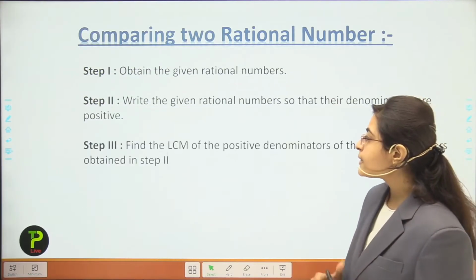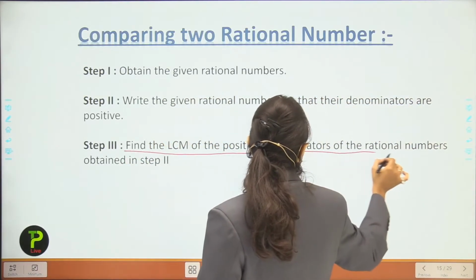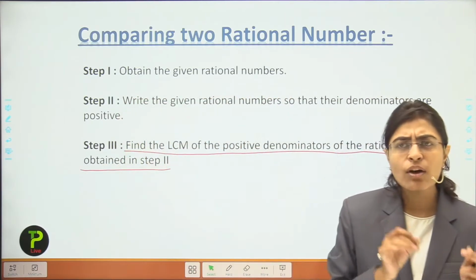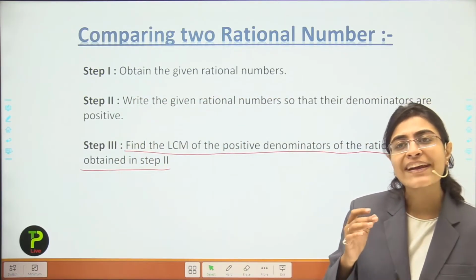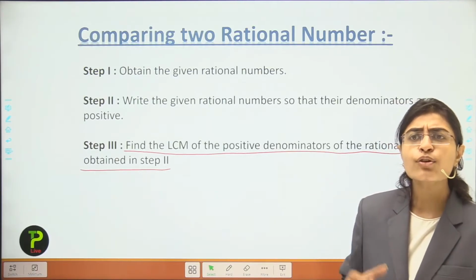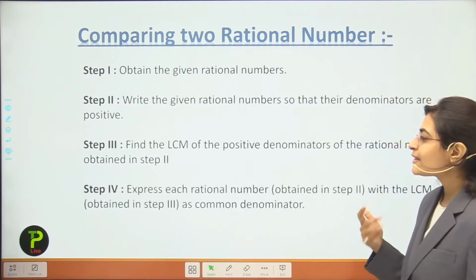Step 3. Find the LCM of the positive denominators of the rational numbers obtained in step 2. If the denominators are not equal, we have to find the LCM and make the denominators equal to the LCM. That is, we need to find the equivalent fractions. So step 4.